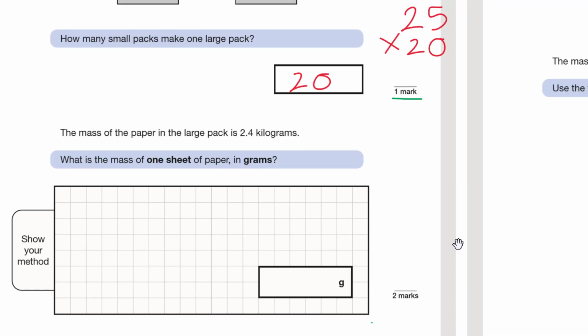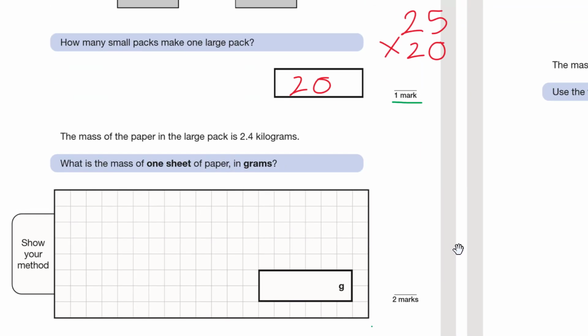The mass of the paper in the large pack is 2.4 kilograms. What is the mass of one sheet of paper in grams? Okay, so we've got a few different things to take note of here. One is that we're given the mass in kilograms, but they want the answer in grams. So we need to pay attention to that. Answer is in grams.